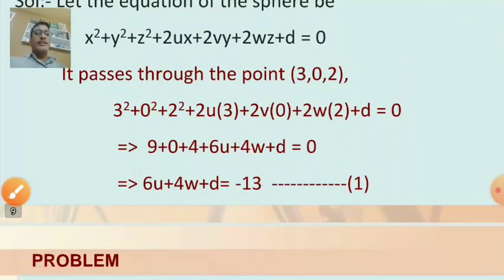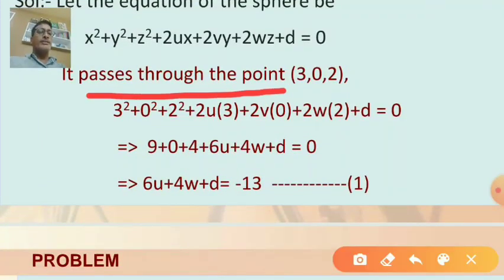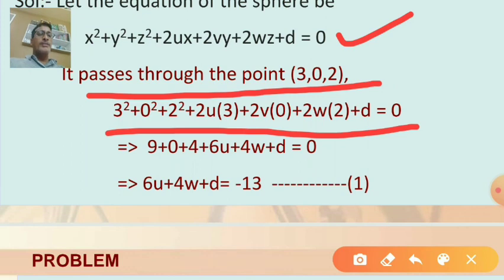So it is given that the sphere is passing through the point 3 0 2. By substituting 3 0 2 in the standard equation of the sphere, we will get like this. And by simplification, we will get equation number 1, that is 6u plus 4w plus d is equal to minus 13. So here you can see that by substituting 3 0 2, we will get 3 square plus 0 square plus 2 square plus 2u into 3 plus 2v into 0 plus 2w into 2 plus d is equal to 0. So 3 square is equal to 9 and 2 square is equal to 4.